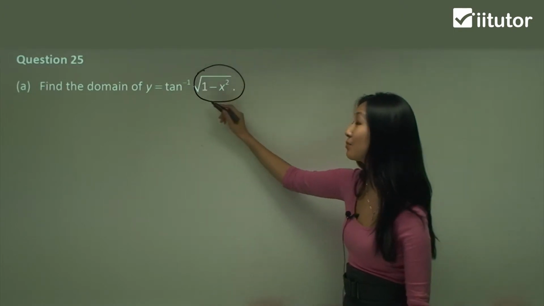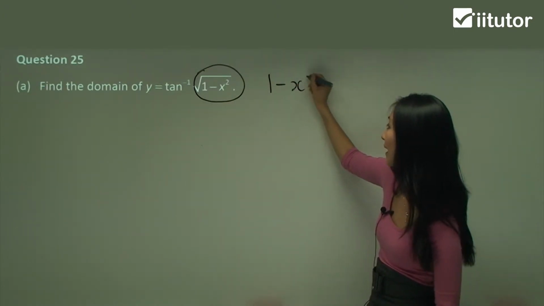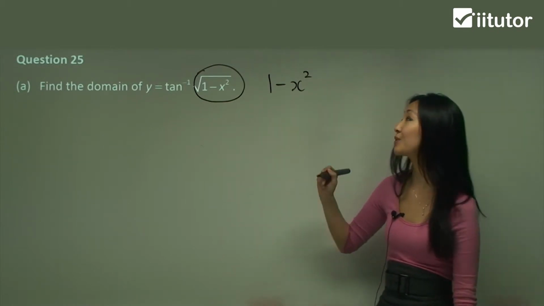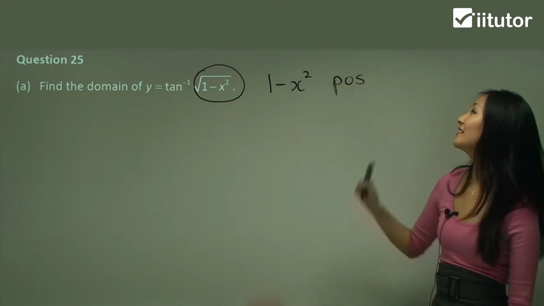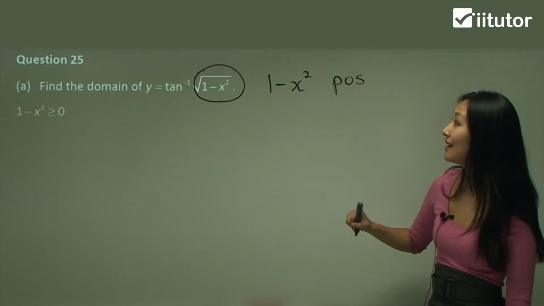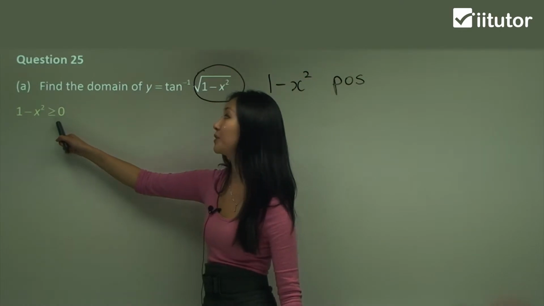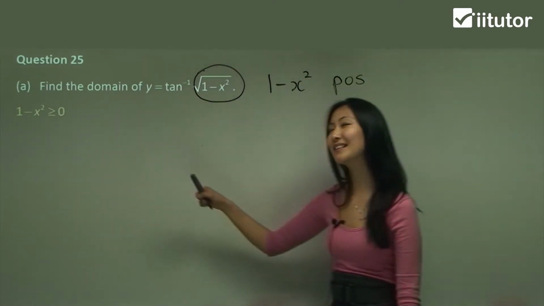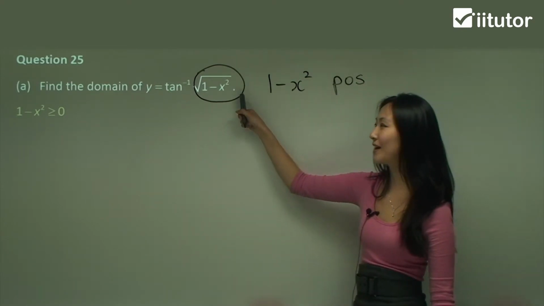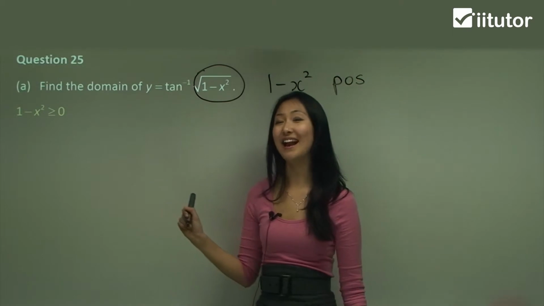Now for this to be real, what must 1 minus x squared be for it to be real? That's right, this must be positive. Yeah? So that's why we can say that the domain exists for 1 minus x squared greater or equal to 0, because that's when it's positive. Yeah, can you make the link of how we go from this question to our very first step there? Great, and now we just need to work that out.